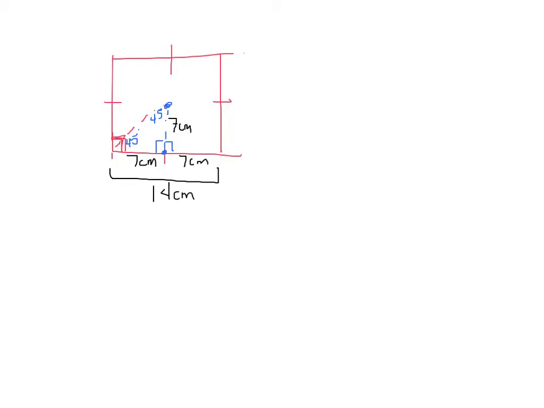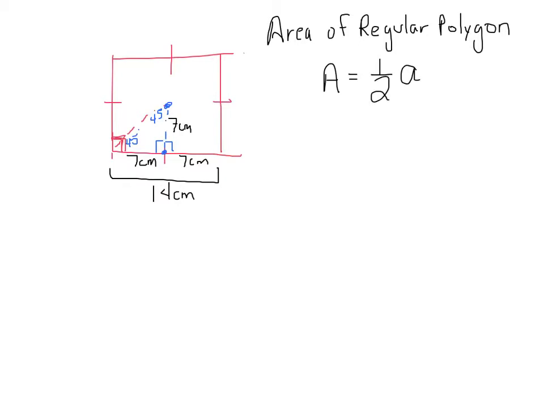Now, the formula for the area of regular polygons is A equals 1/2 A P, where A is the apothem and P is the perimeter. The apothem is the length from the center that is perpendicular to the side. So the apothem is 7. Let me put that here on the side.